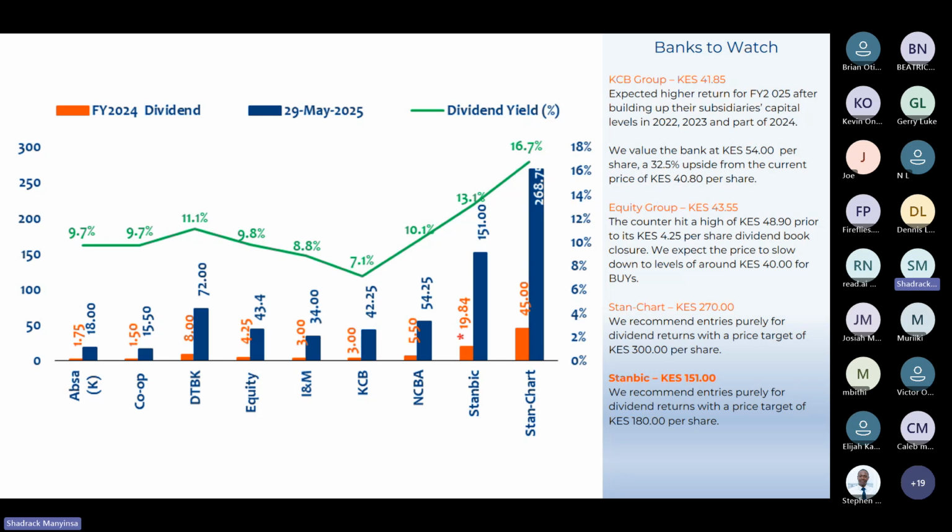And then Stanbic, trading at around 150, we expect this stock to move up to above 180 shillings. This will be largely driven by dividend payout. Last year, they paid a dividend of around 19.54 shillings per share, which was quite good. We value the stock at above 180 shillings per share. So that is all from the banking sector.